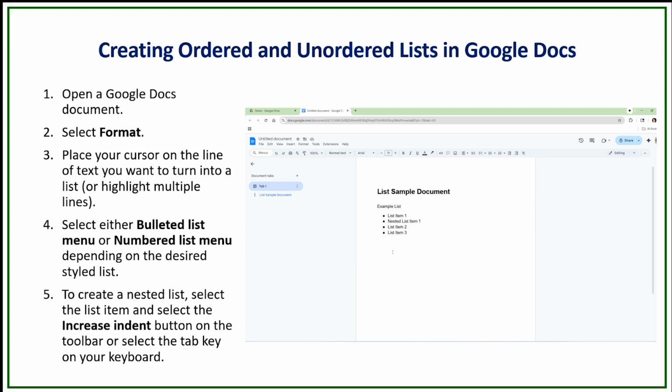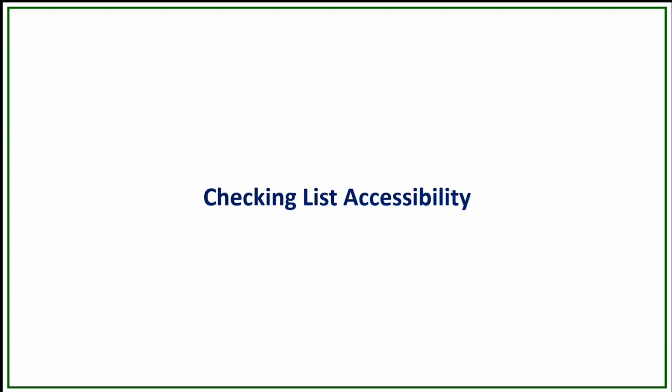To create a nested list, select the list item and then select the Increase Indent button on the toolbar, or you can select the Tab key on your keyboard. Lists should be properly formatted to ensure accessibility. To test if lists are accessible, you can follow the following guidelines.